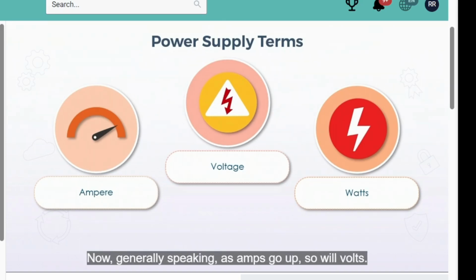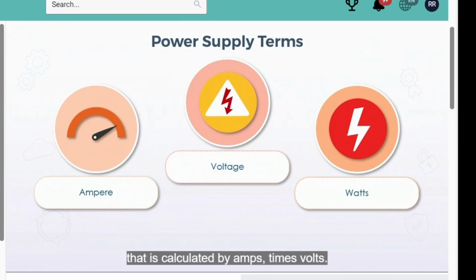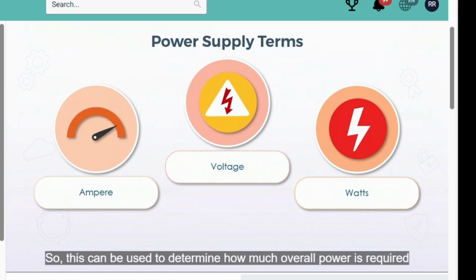Now, generally speaking, as amps go up, so will volts, but it's by no means a one-to-one relationship. For any given amount of amps, there can be a varying amount of volts that are essentially pushing on that power, if you will. But as I said, in general, as one goes up, so will the other. But since it's not a one-to-one relationship, watts refers to an overall value that is calculated by amps times volts. So this can be used to determine how much overall power is required and how much pressure or work is required to move that power.